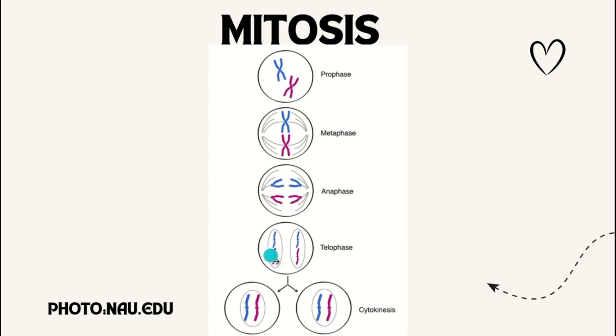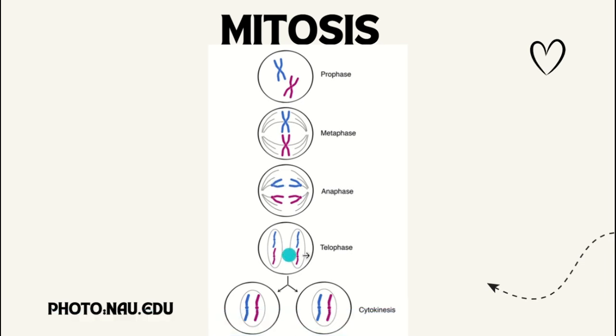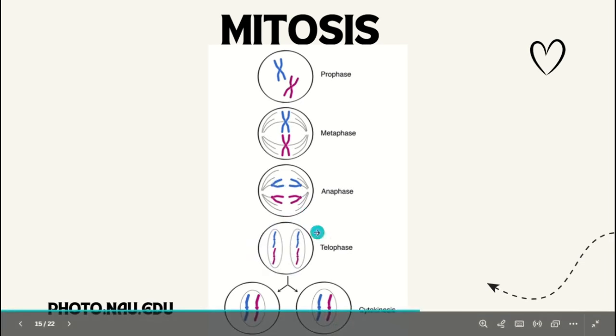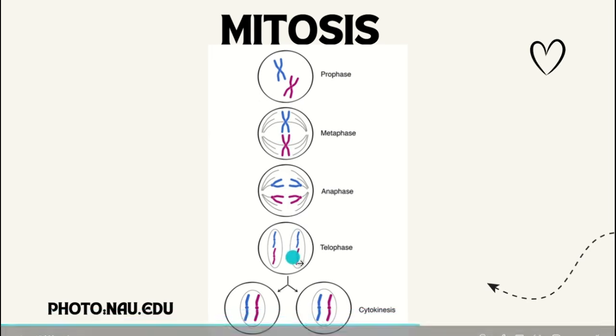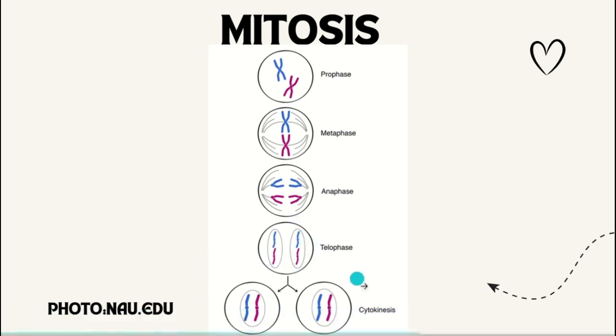Now, what's happening in telophase is that after they've gotten to opposite ends of the cell, we're going to have a membrane forming around them, right? Basically, they have their own individual nucleus forming around them. So they're pulled towards the ends of the cell, and you have equal amounts on both sides in telophase.